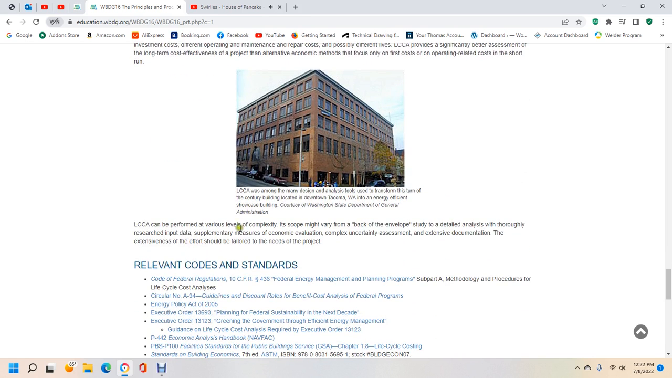Life cycle cost analysis can be performed at various levels of complexity. The scope might vary from a back-of-the-envelope study to a detailed analysis with extensive input data, supplementary measures, economic evaluation, complex uncertainty assessment, and executive documentation. The effort should be tailored to the needs of the project.